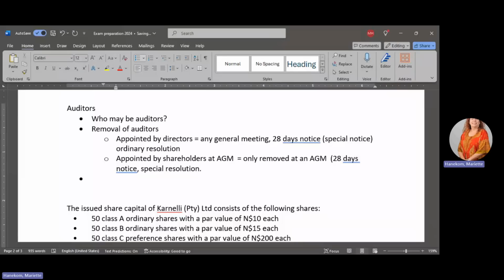So, appointed by the directors: any general meeting, any time of the year, special notice, ordinary resolution. If they were appointed at the annual general meeting, they can only be removed at an annual general meeting, 28 days notice, and a special resolution.